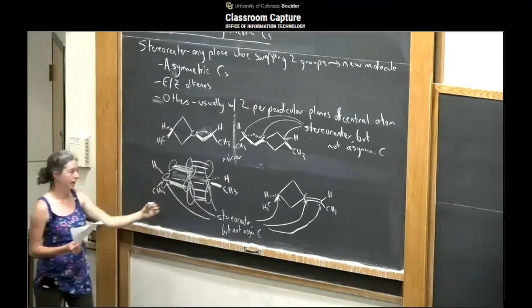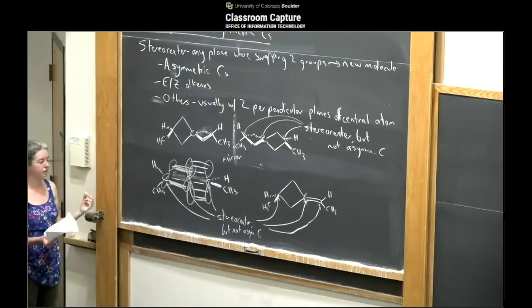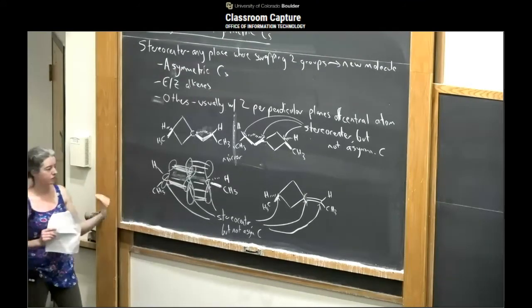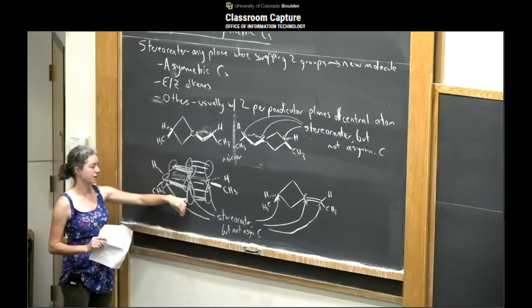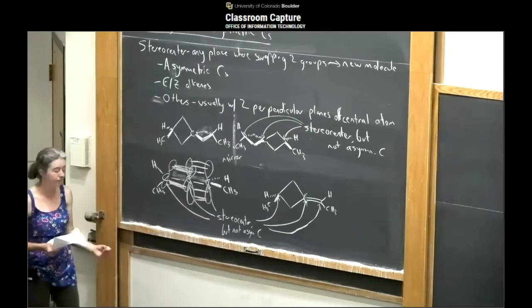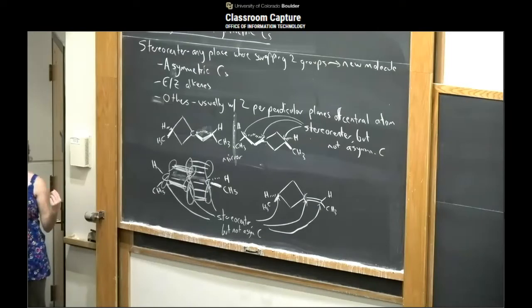So I guess it's not really due to conformational analysis, like Newman stuff, so much as orbital geometry that dictates that. Okay, good question. Other questions about how this is set up?